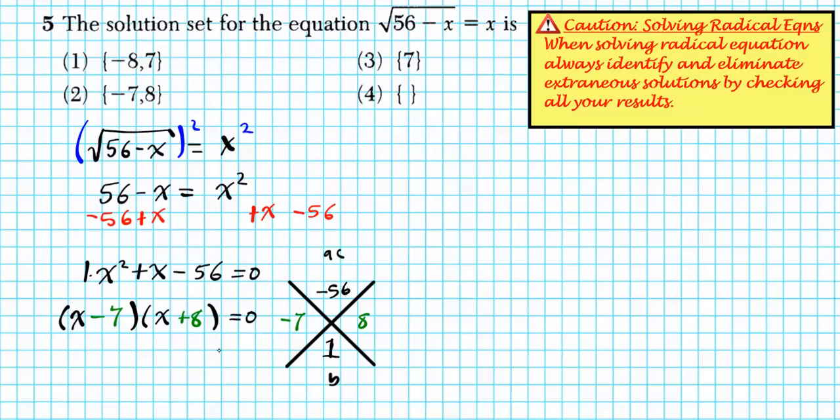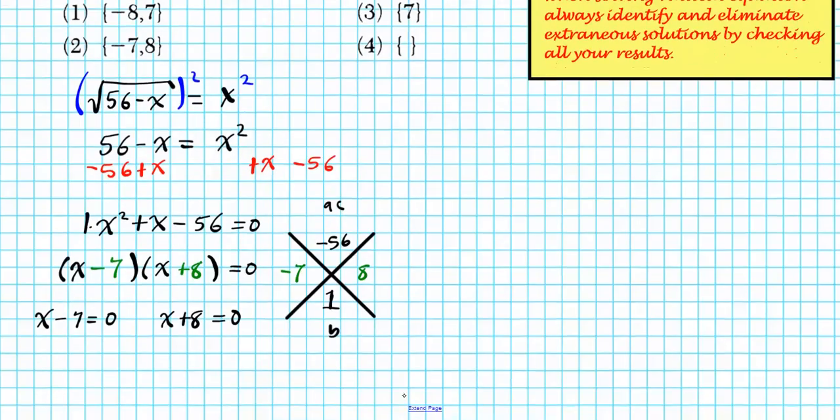Now we are going to use the zero product property to set both factors equal to 0, and then we're going to solve. To solve the first one, you add 7 to both sides, and then you have your first potential answer, x equals 7. And then the second one, you subtract 8 from both sides, and you have x equals negative 8. So our solution set is 7 and negative 8, as illustrated in option 1. The answer is, we do not know yet.